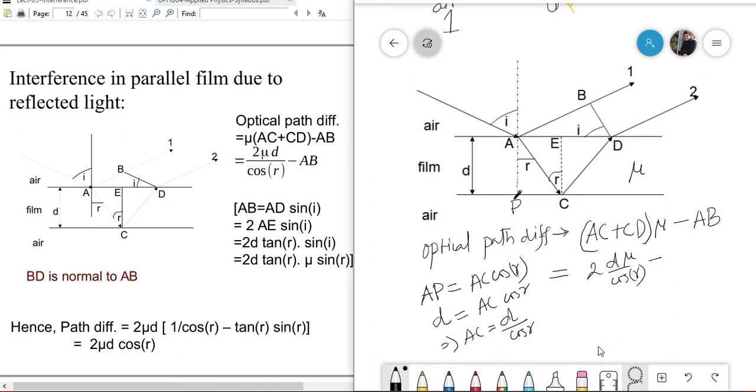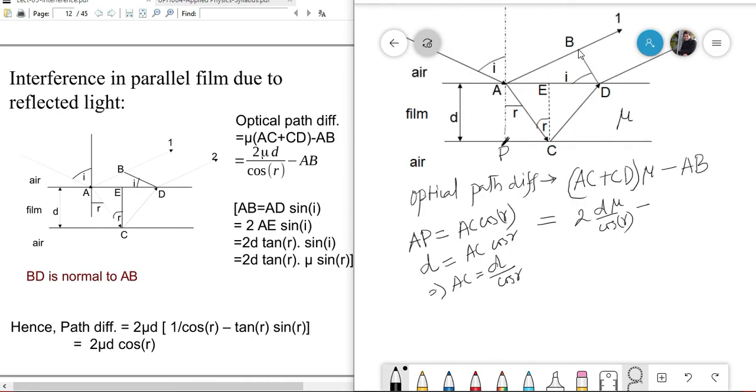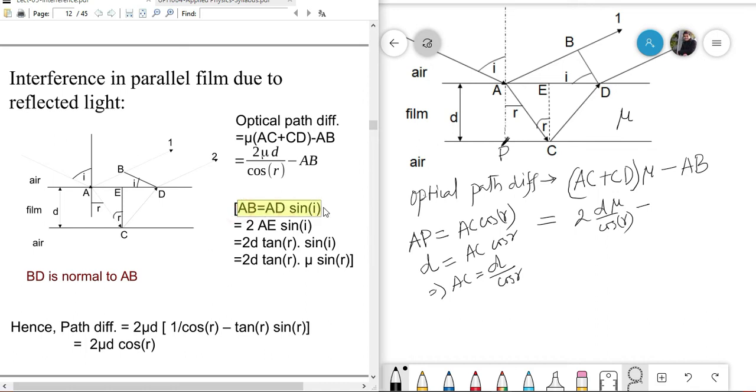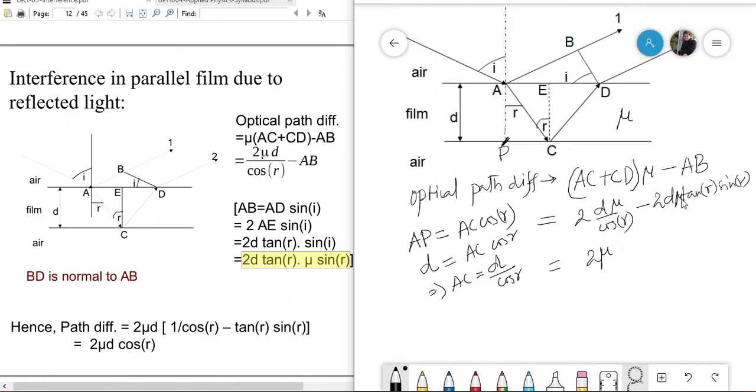How much is AB? Now again looking at this triangle here, AB is equal to AD sin I. This angle I is the same as this angle from the properties of the triangle. How much is AD? AD is twice AE. How much is AE? AE is D tan R, where D is this distance, into sin I. So that gives you AB is equal to 2D tan R mu sin R. So let's put it back there into the AB. So we come here and write this expression. From here you can simplify and get this is equal to cos R. So the optical path difference is equal to 2 mu D cos R.